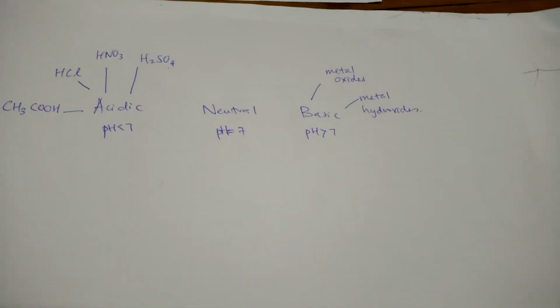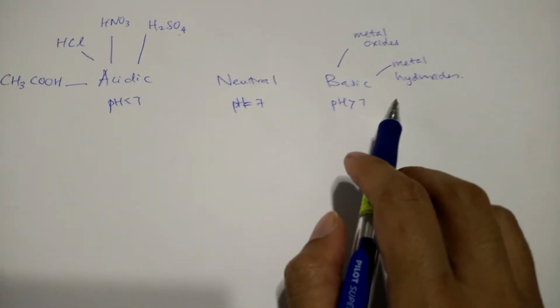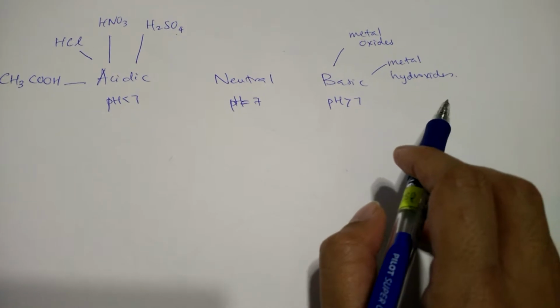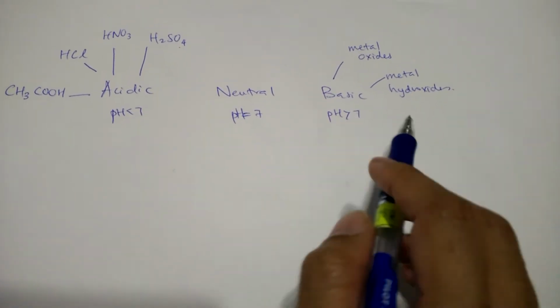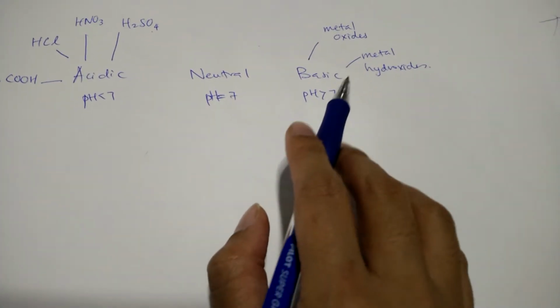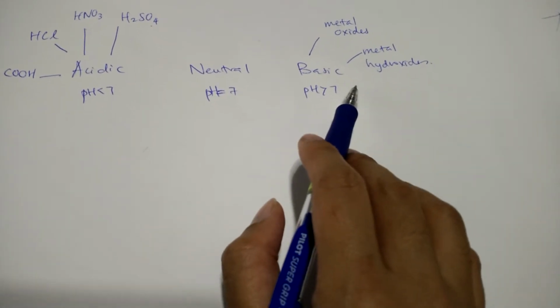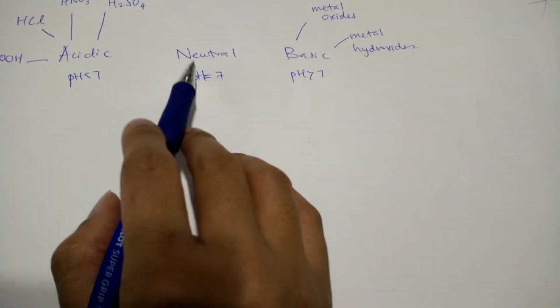You have learned that we do have amphoteric oxides, which can react with both acid and base. Okay, but they're naturally basic. So how about neutral substances?